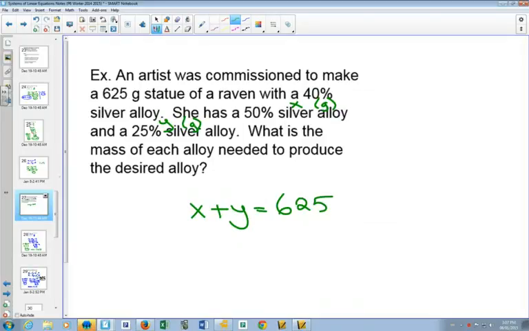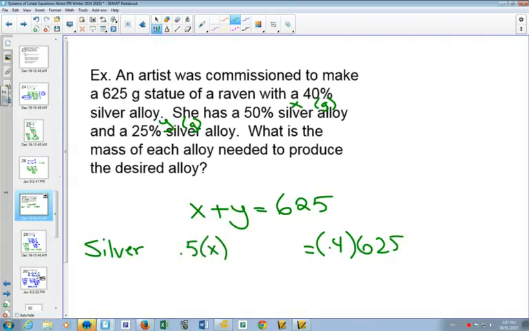Now our second equation, we have to somehow use that there's a 40%, 50%, 25%. So our second equation, we're going to think about the silver content. Does it make sense in the end, the silver content of the final thing, it's 625 grams, but only 40% of that is silver. So whatever 0.4 times 625 is, that will be how much silver is in the final. So 0.5x, that'll be how much silver you get out of the first sample, plus 0.25y, has to equal 0.4 times 625.